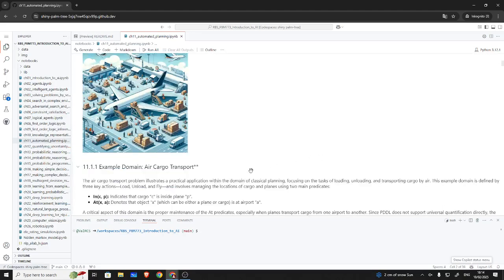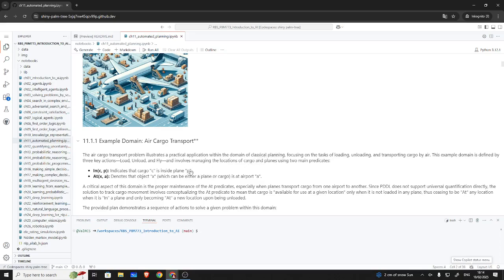So, air cargo transport. We come up with this domain where there is cargo inside the plane. Again, predicates: At(x, A) denotes that object x, a plane or cargo, is at airport A. If you're going to do something like this, you have to keep track of these predicates, especially At predicates, because if you think your plane is in Los Angeles and it's actually in San Francisco, you have a problem.